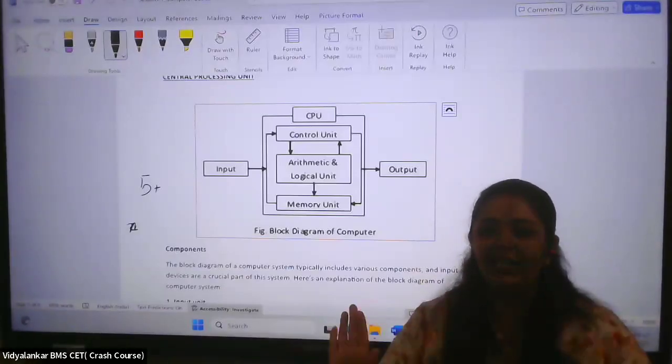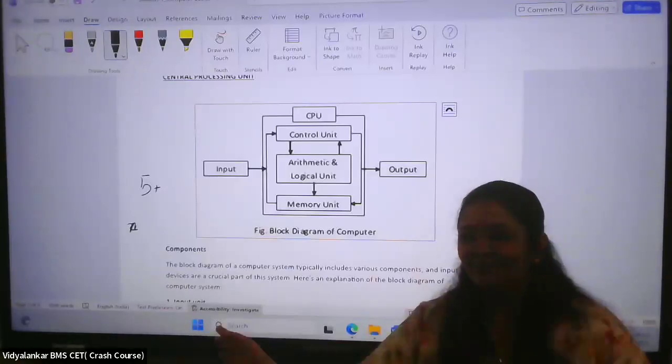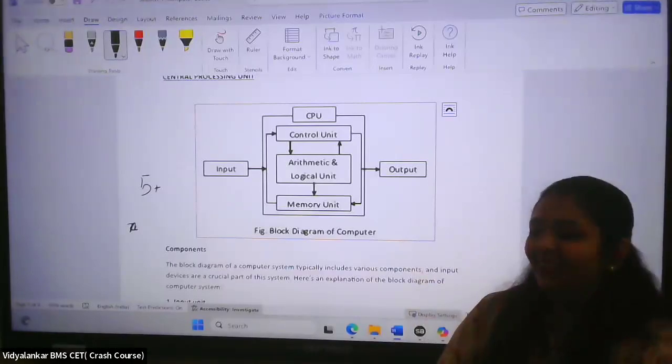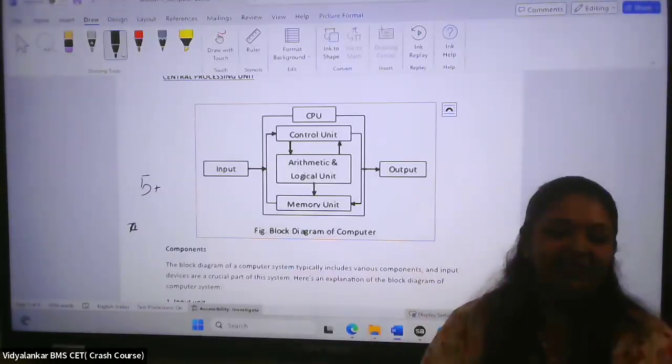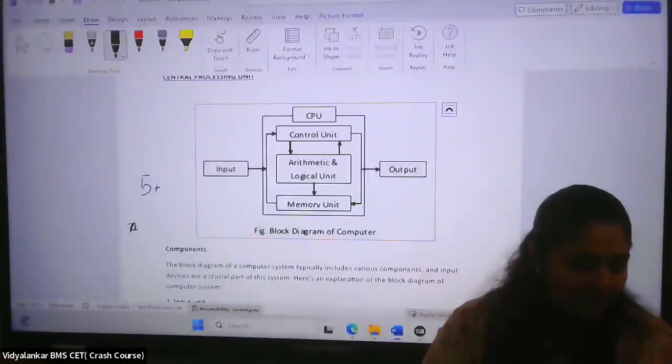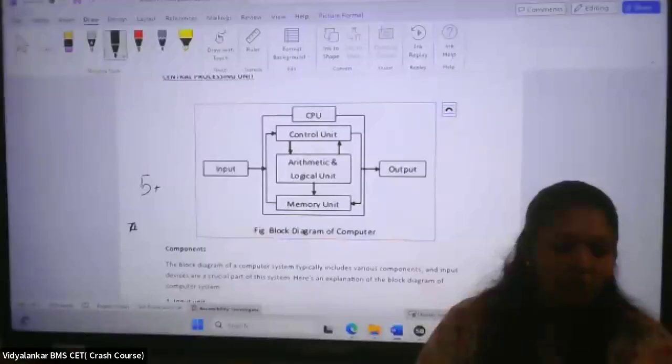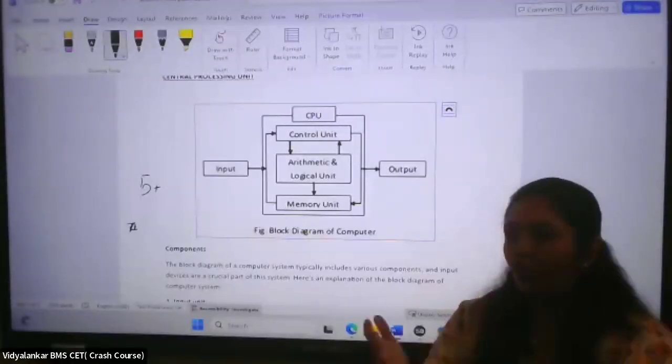But you can always write electrically erasable PROM. For you, it is a concession, not for the science students. Done? Okay. So maybe you will have it in MCQs. Electrically erasable, programmable, read-only memory. Okay, so you might have it in the MCQs, so they'll give you options.